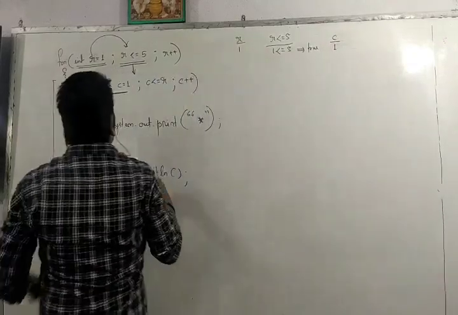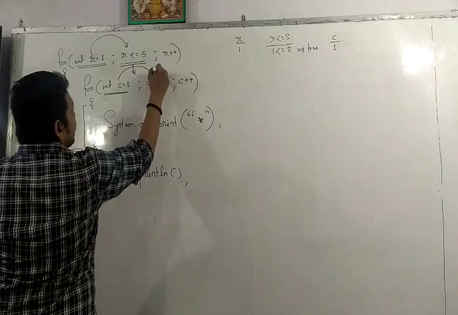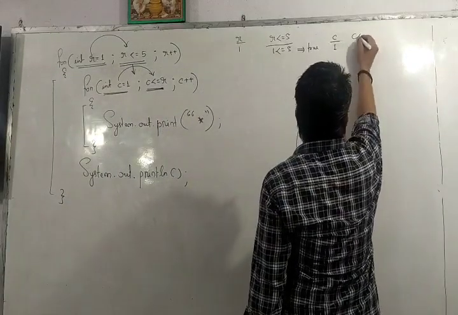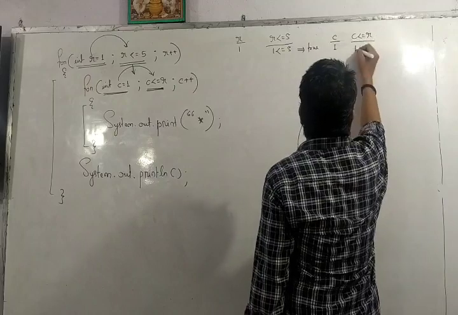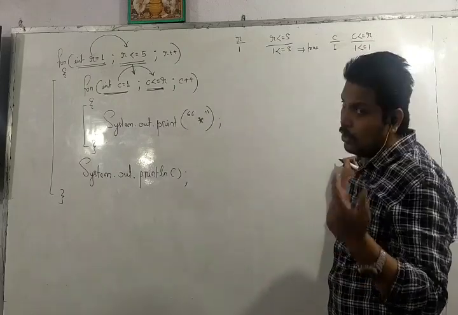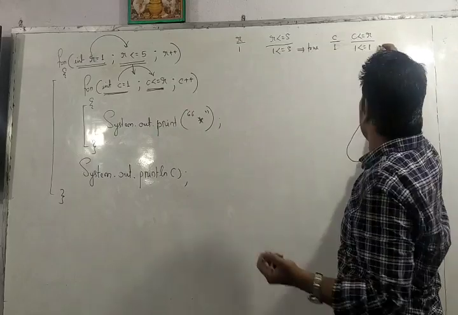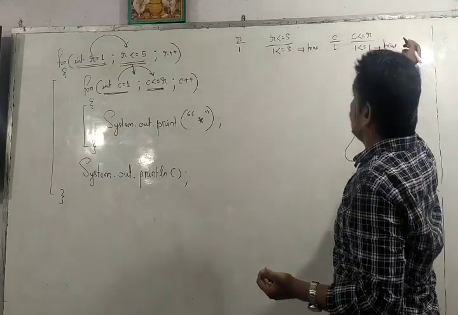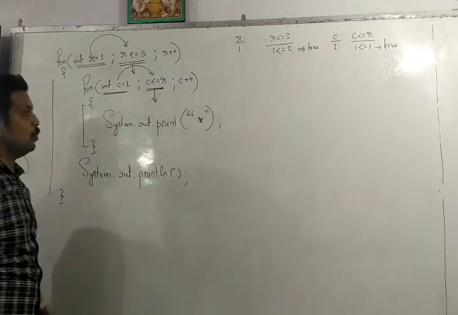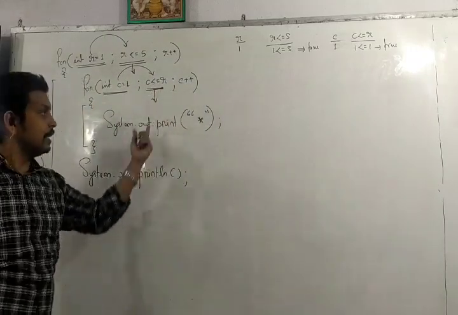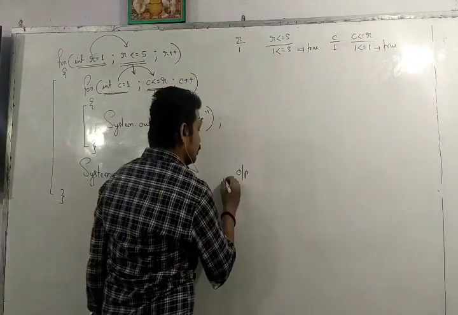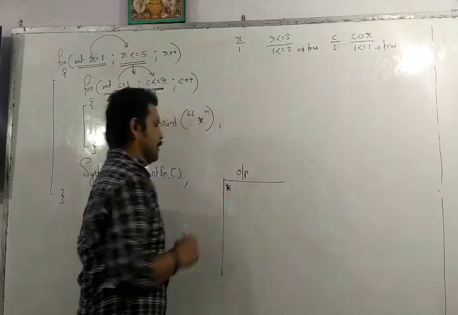Then the control goes to the testing expression of inner for loop, C less than equal to R. So 1 less than equal to R. What is the value of R? 1. 1 is less than 1? No. 1 is equal to 1? Yes. So it is true. Then it will come within the body of the inner for loop and there is only one statement, that is print star. So assume this is the output screen, star got printed.